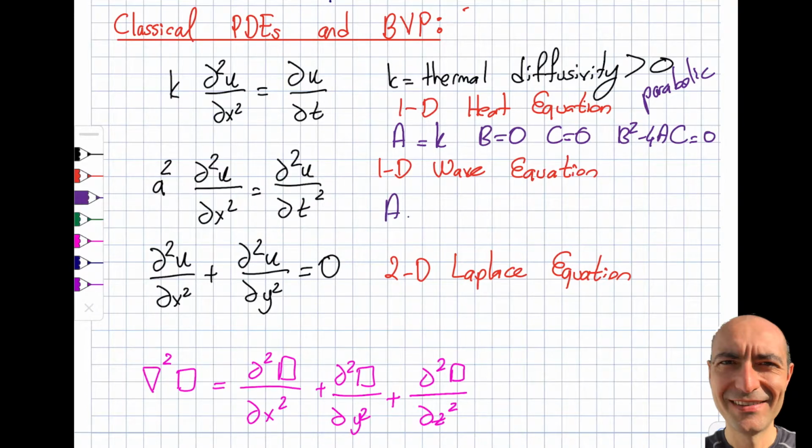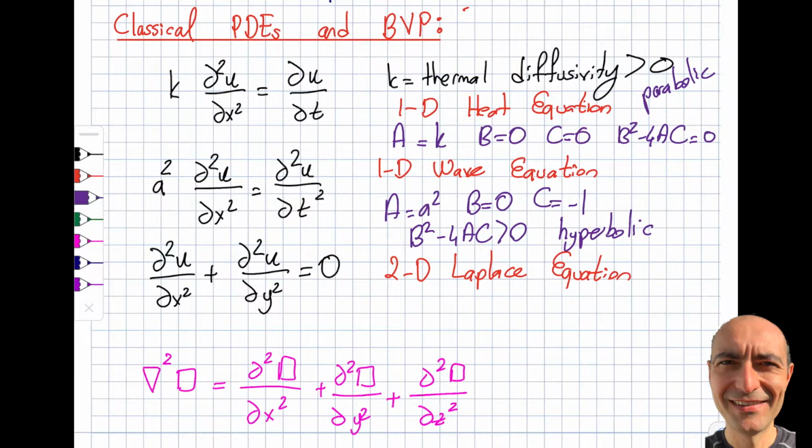Let's look at the wave equation. This time, my A is equal to a squared, my B is still 0, and my C is equal to minus 1. The reason is that this term is supposed to be on that side of the equation, and the right hand side was equal to g of x comma y. So from here you can see B squared minus 4AC happens to be positive, because a squared is positive and C is negative. So this is referred to as hyperbolic.